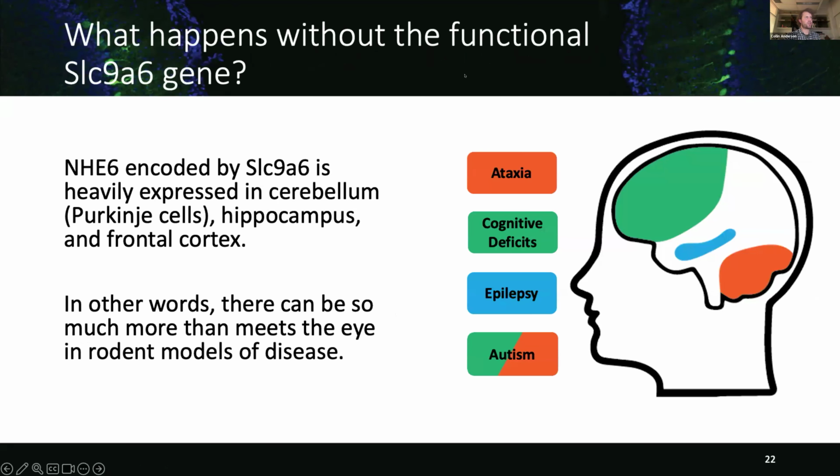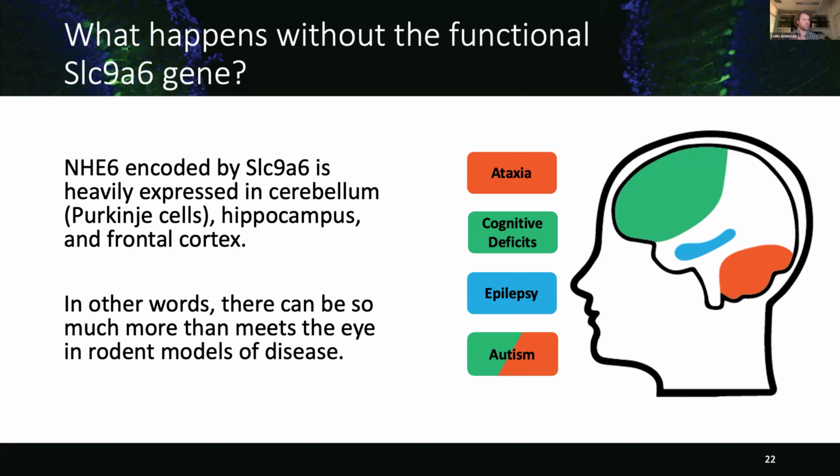So what happens without a functional SLC96 gene? It's expressed in all neurons, but it's very highly expressed in the cerebellum, the hippocampus, and the forebrain. And consequently, the symptoms that emerge are ataxia, severe cognitive deficits, epilepsy, and autistic features, among a number of other things.